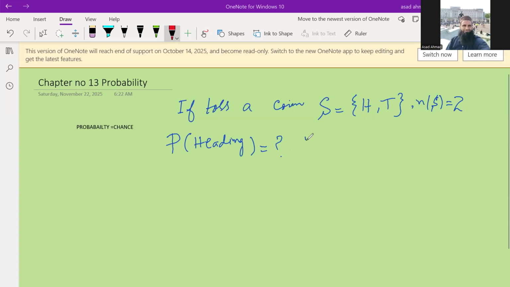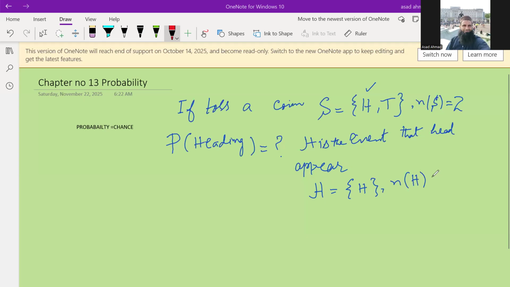Let's suppose we say that H is the event that head appears. So in this set, you will see how many favorable outcomes there are in the sample space for head. There is only one. So you can write here that the number of favorable outcomes for getting head in the sample space is only one.